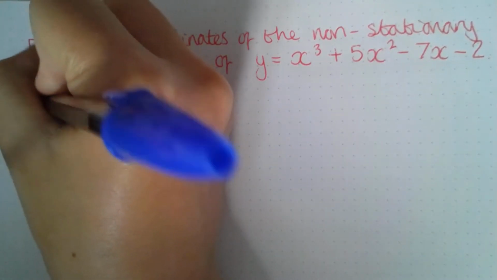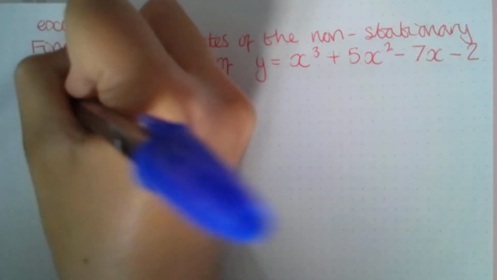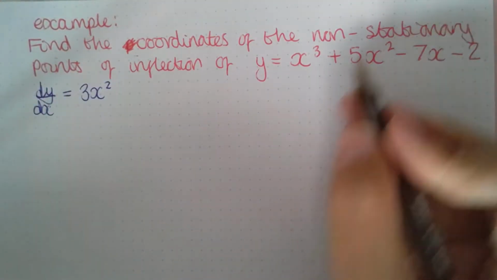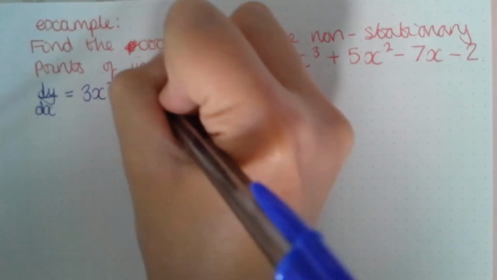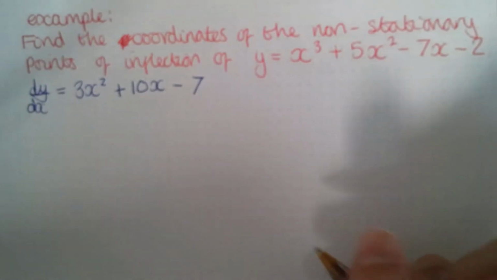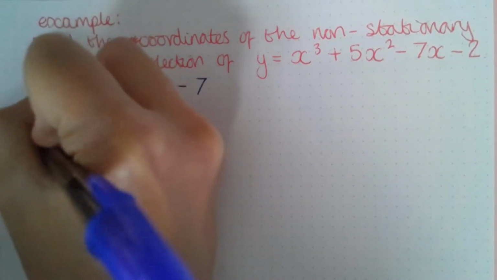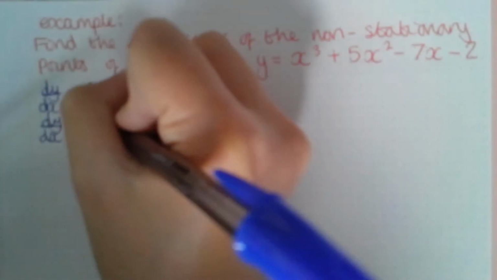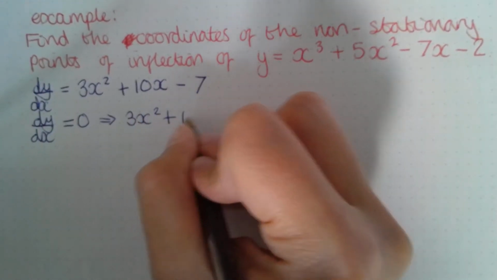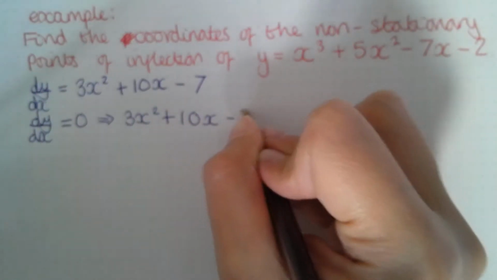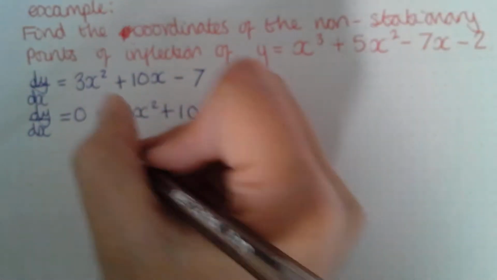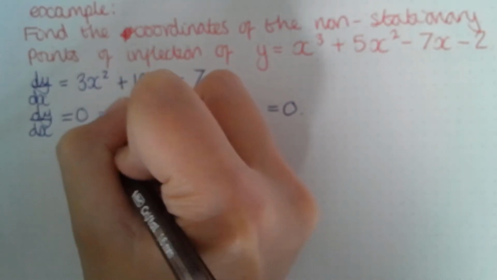Okay, so to find stationary points, we differentiate and we end up getting 3x squared plus 10x, take away 7. Okay, we want stationary points, so we set our differential equal to 0. So that means that 3x squared plus 10x take away 7 equals 0. Okay, so we're going to solve that to find our stationary points.